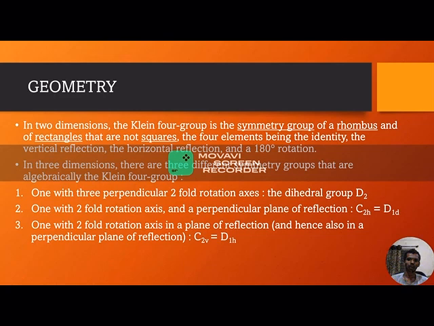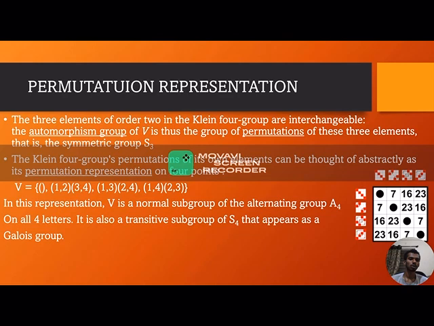Let's see the permutation representations. The three elements of order 2 in the Klein 4 group are interchangeable. The automorphism group of V is thus the group of permutations of these three elements, that is the symmetric group S3. The Klein 4 group's permutations of its own elements can be thought of abstractly as its permutation representation on 4 points, that is V = {(), (1 2)(3 4), (1 3)(2 4), (1 4)(2 3)}.